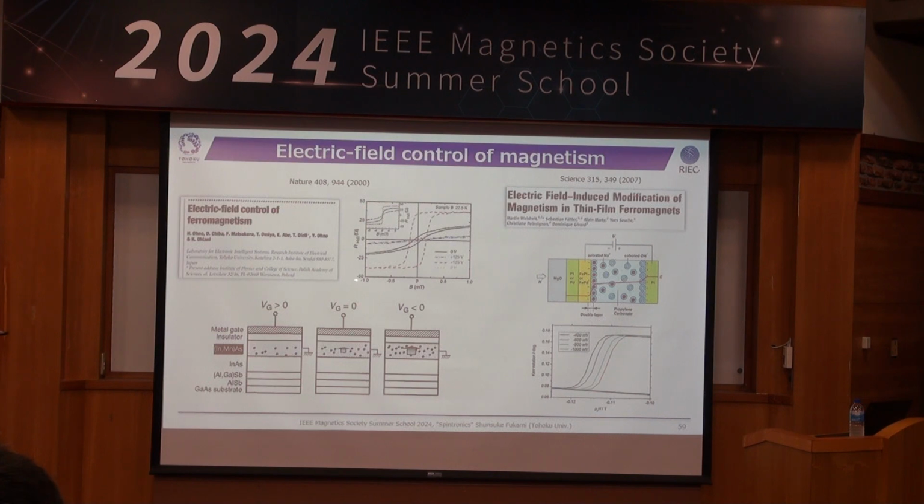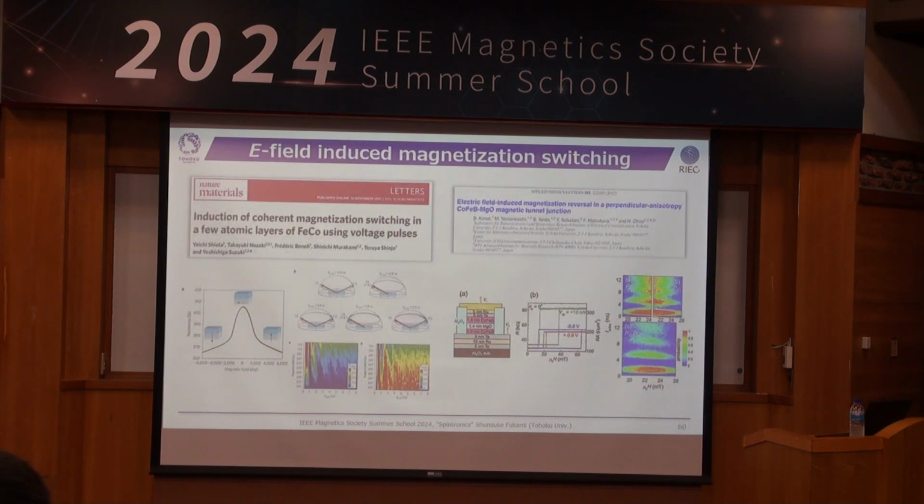This was done at low temperature, 22 Kelvin, but the same phenomenon was observed at room temperature in metallic systems by a French group. And in this paper, the magnetic phase transition was achieved by the electric field effect. And in this paper, a nice change in the magnetic anisotropy was induced by giving the electric voltage. And by using the voltage-controlled magnetic anisotropy, the magnetization switching can be achieved.